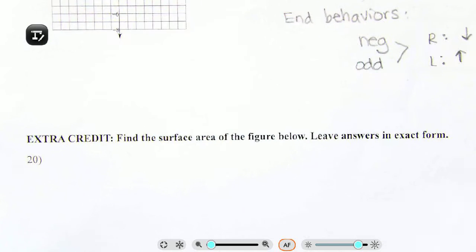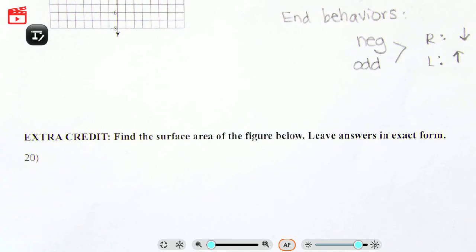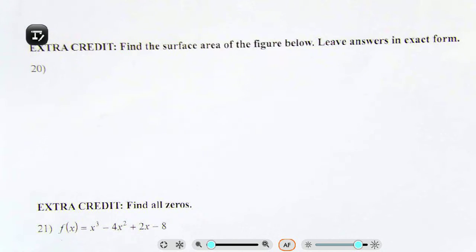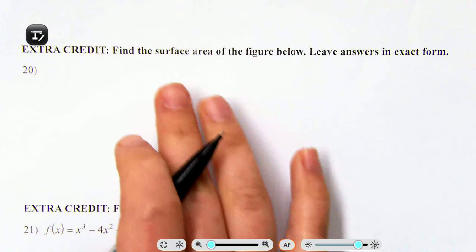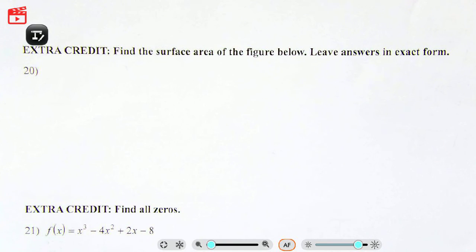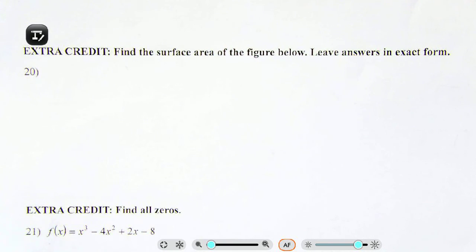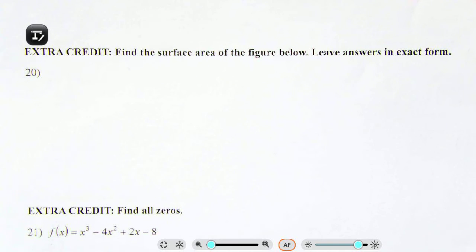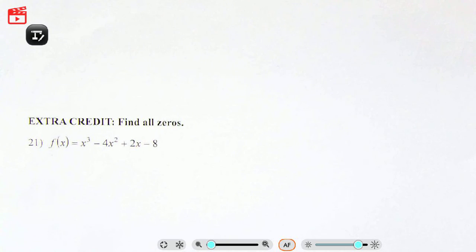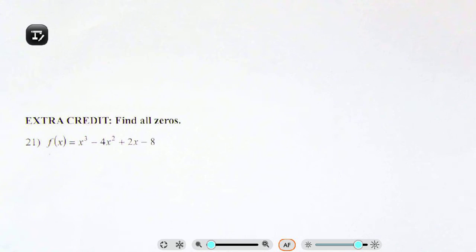For extra credit, find the surface area of the figure below. Leave the answers in exact form. Here's the thing though. I kind of forgot to put the question, but that's okay. Just make sure that you are memorizing your surface area formulas for the exam. You will have a question about surface area of a composite figure. It didn't say that it's composite, but for sure I'm giving you only composite figures.